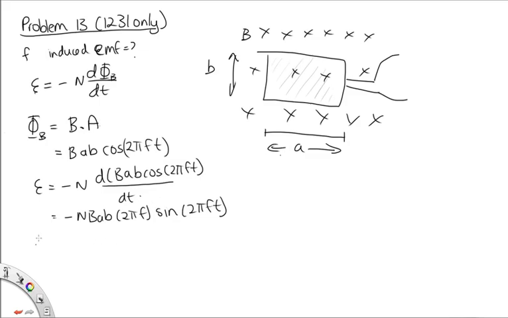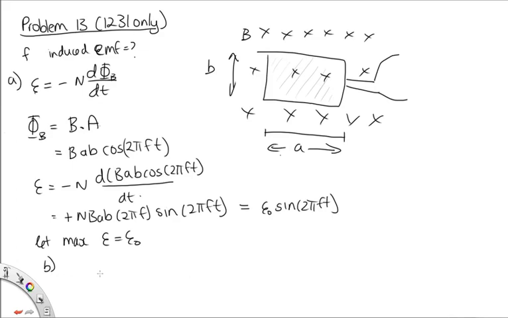Now, if we let the maximum EMF equal epsilon naught, then we can write this as epsilon naught sine 2πft. Sorry, you shouldn't have the negative here. This negative cancels out with the negative from the derivative of cos. So that's our answer to part A.